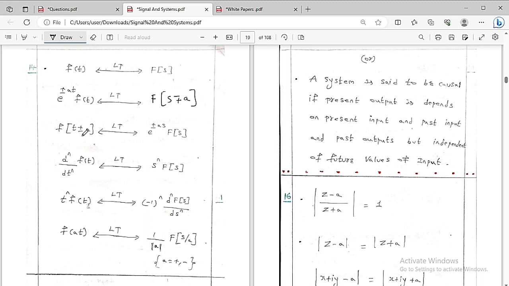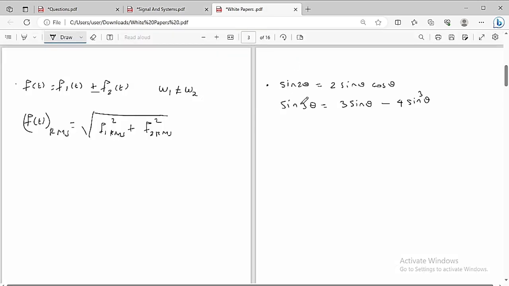Similarly, f of t plus or minus a has the Laplace transform e to the power of plus or minus a s into f of s. Here plus means plus, minus means minus. I have already told you, this you have to remember always. E to the power of minus a t into f of t has the Laplace transform f of s plus a, and f of t minus a has the Laplace transform e to the power of minus a s into f of s. If you know the basic formula, you can write for plus or minus also.